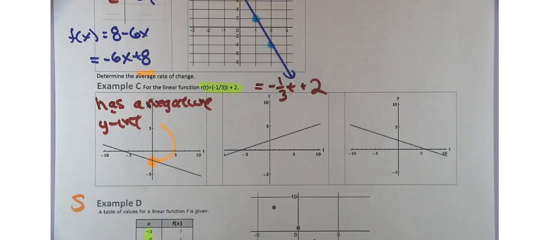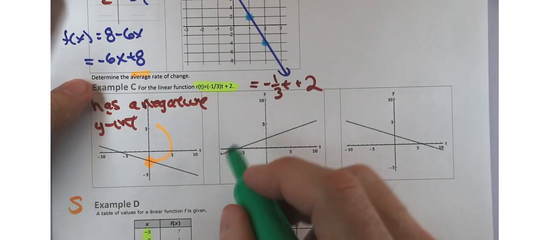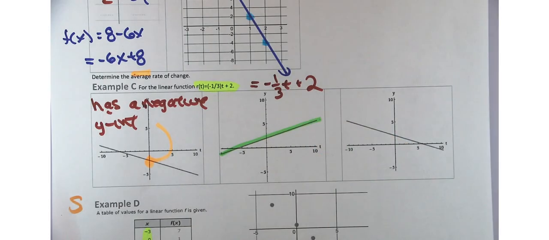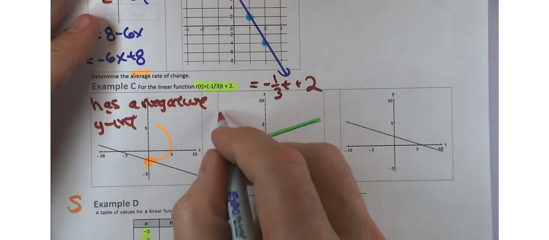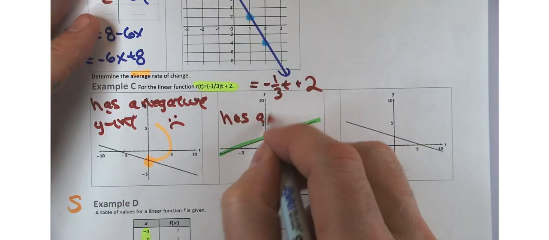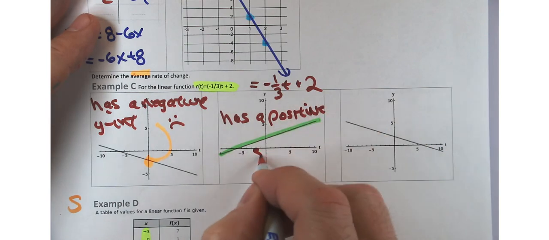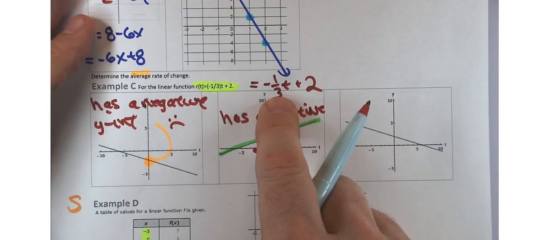Jeff, I think I saw you trying to volunteer as well. Good. Why can we eliminate the second one? It has a positive slope. Yeah, this one has a positive slope, so that one can't be it. And we need a negative slope.